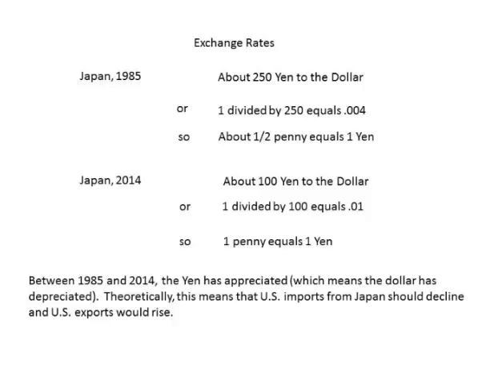Because each country has their own sovereign currency, when we're dealing with exchange rates, we're talking about how much one country's currency is worth in another country. So, using Japan as an example, in 1985, there were about 250 yen to the dollar.